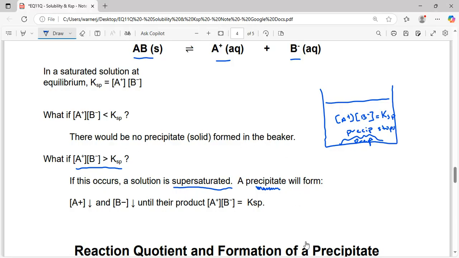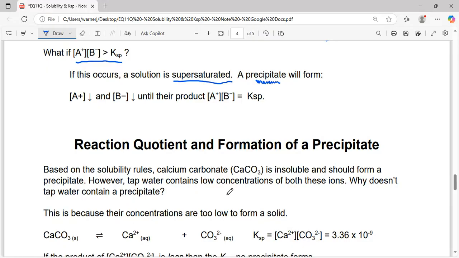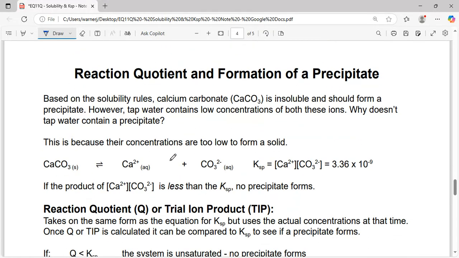So we can use this information to help us understand whether or not a precipitate might form, and that's where we use something called a reaction quotient. Now, a common source of a precipitate in our everyday lives is just our tap water. Tap water has really low concentrations of a lot of different ions, but two of those ions, if the concentration becomes high enough, can start to precipitate. So calcium and carbonate are both ions found in tap water in really low concentrations. So water just keeps flowing, no problem.